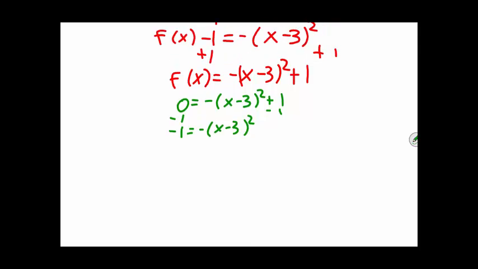Factoring would have definitely been way shorter, maybe I'll get to that at the end. But again, I'm just doing this to practice completing the square. Now I need to multiply both sides by -1 to get rid of this. So we got 1 equals (x - 3) squared. Now I'm going to take the square root of both sides.